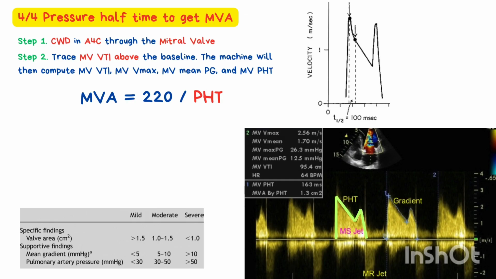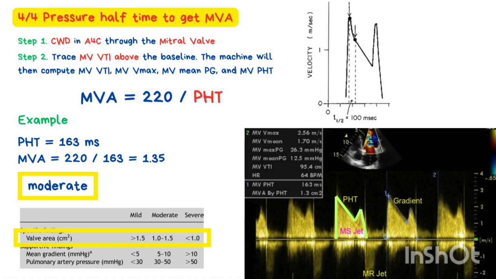Why do we care about pressure half-time? Because we use it to estimate the mitral valve area using this simplified formula, MVA equals 220 divided by PHT. So for example, if the pressure half-time is 163 milliseconds, then the mitral valve area would be 220 divided by 163, which equals 1.35 square centimeters, which indicates a moderate mitral stenosis.